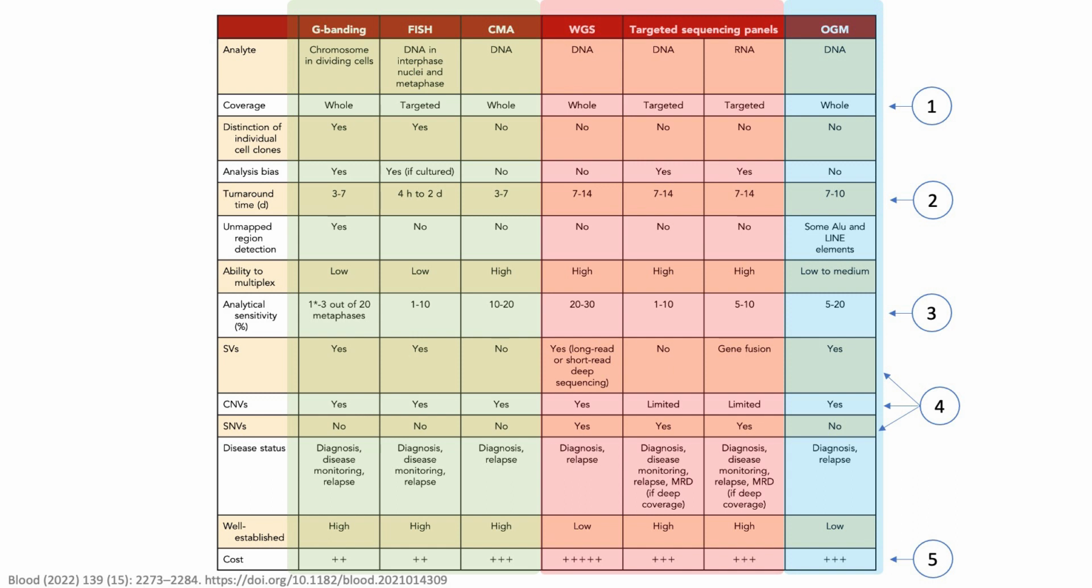In terms of turnaround time, it's around 7 to 10 days. And in terms of sensitivity, it's similar to the arrays, 5 to 20%. But it will only detect copy number variants and structural variants, not point mutations, similar to the arrays. So this is where NGS will play a major role. And in terms of cost, it's similar to array. Still expensive, but not crazy expensive.